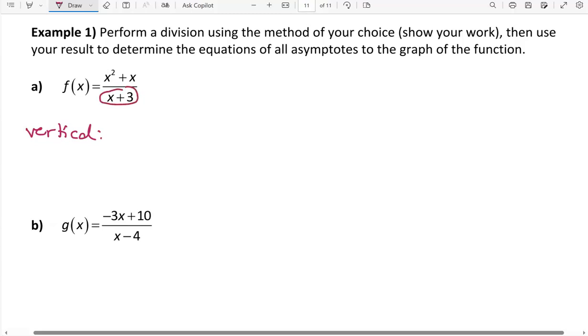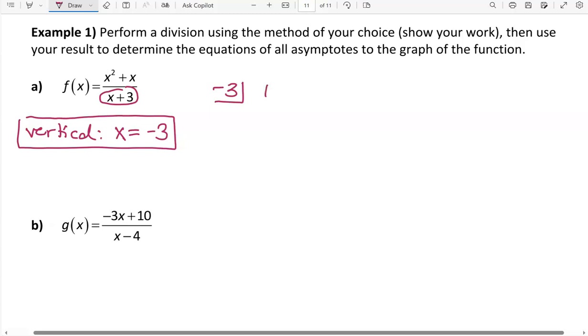We just need to look at our denominator, and if x plus 3 is equal to 0, then x is equal to -3. So this function has a vertical asymptote x equals -3. Now I'm going to do division. I'm going to choose synthetic on this one because we have a divisor that's in the form x plus a number or x minus a number. The 0 of the divisor goes in the box, and then the coefficients of the dividend, which are 1 for the x squared term, 1 for the x term, and 0 for the constant term, go right next to it, skip a line, bring down that 1.